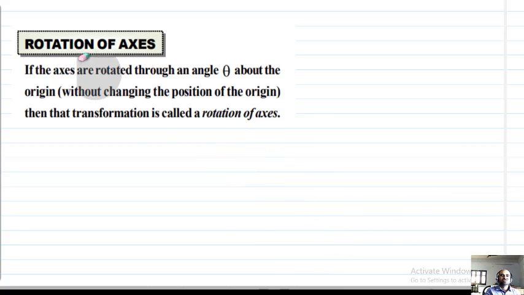Once again, listen student: if the axes are rotated through an angle of theta, either in clockwise or anti-clockwise direction, that is not mentioned, whatever it may be, about the origin without changing the position of the origin, then the transformation is called a rotation of axis.